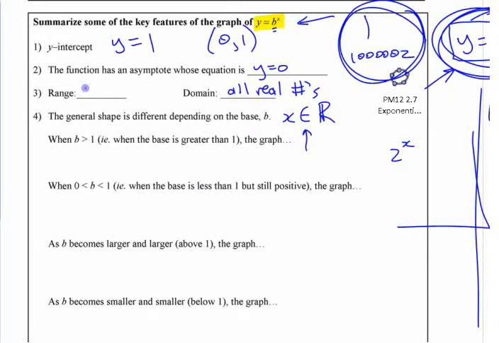Is it all real numbers? What kinds of numbers can't you get? Yeah, bigger than 0. Not equal to 0. It's never going to be 0. It's bigger than 0.